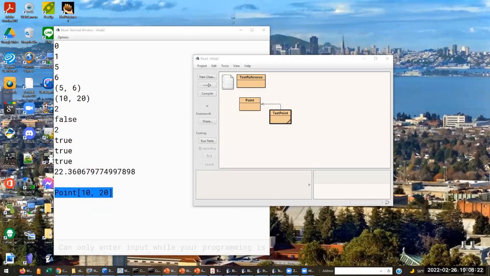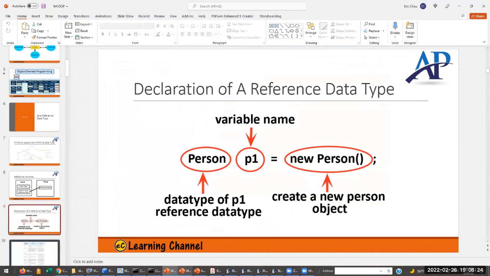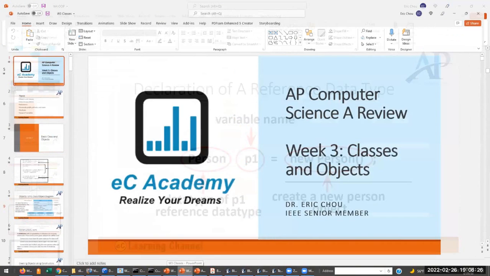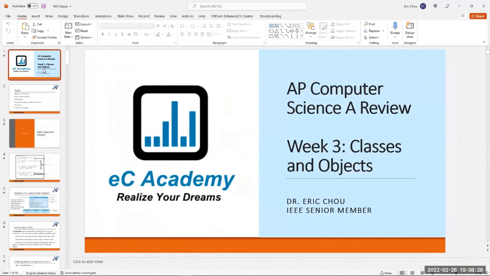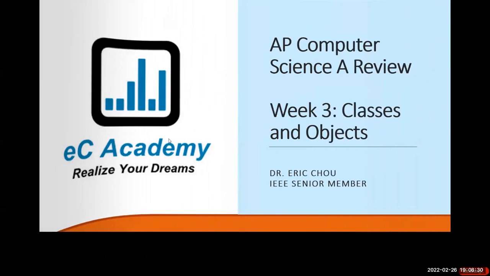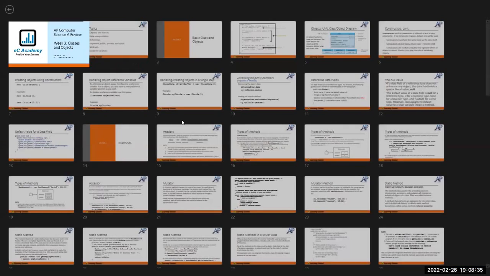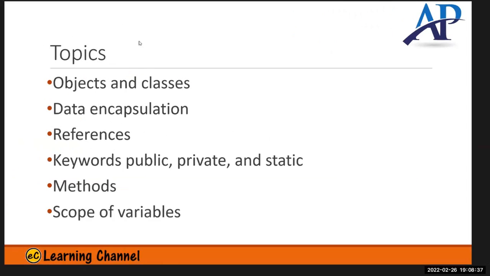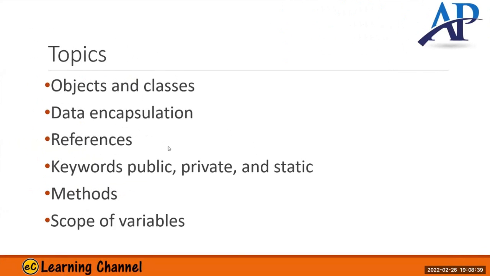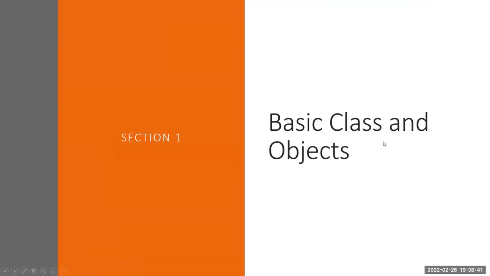Okay, let's continue. Let's go back to our week 3. In week 3, we went over class and object. I already went over the majority of the properties in the class and object. So basically, we have basic class and object.